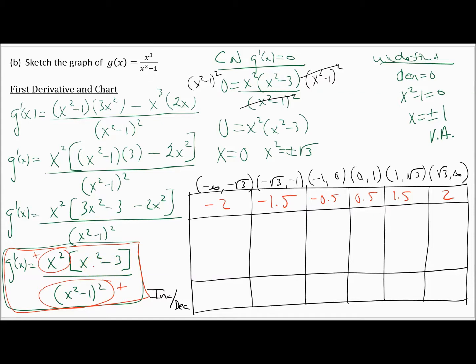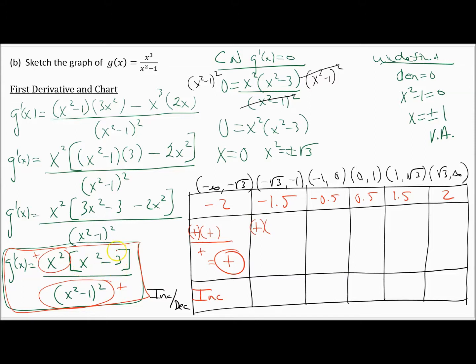So when I write this out, I'm going to write my fraction bar. I got the plus from here. Now negative 2 plugged in right here. Negative 2 squared is 4. 4 minus 3 is 1. So that's a positive times a positive divided by a positive, which overall equals a positive, right? So that means I'm increasing on that interval. Now let's do it again. Again, this one's always positive.